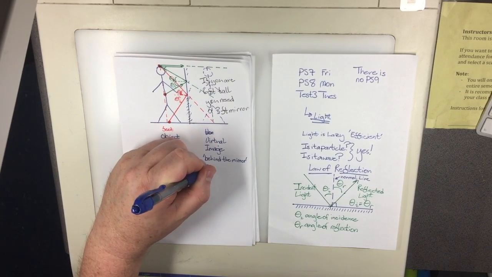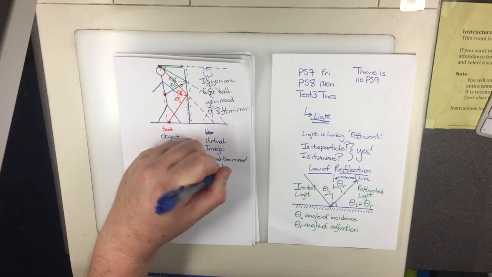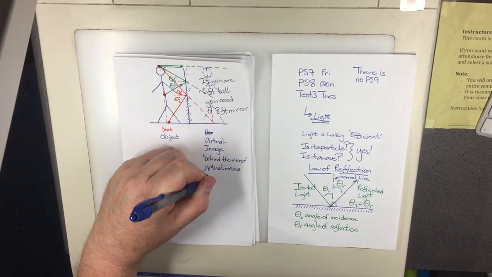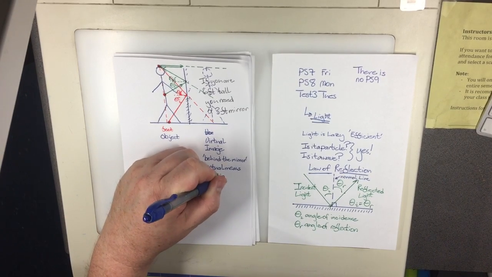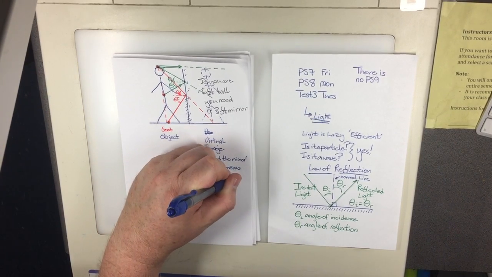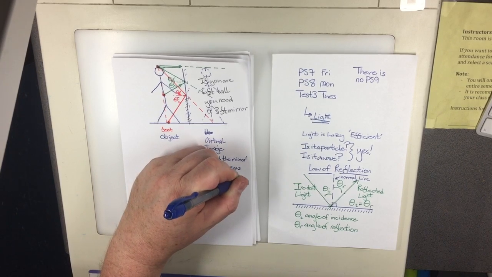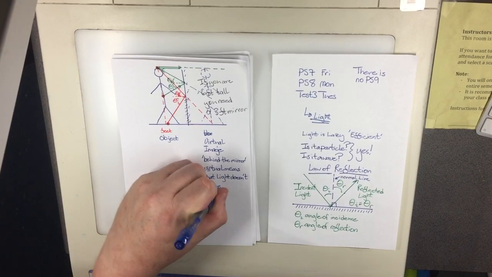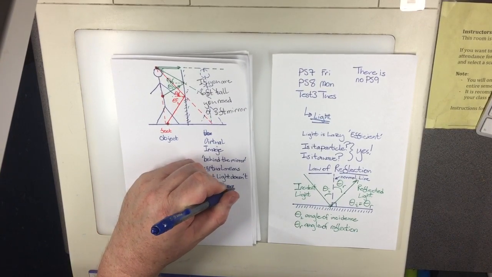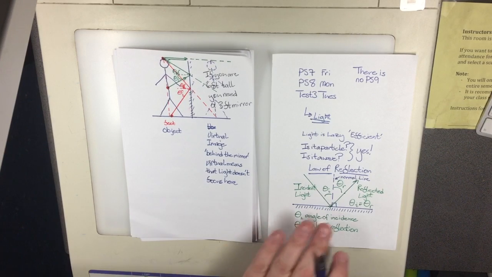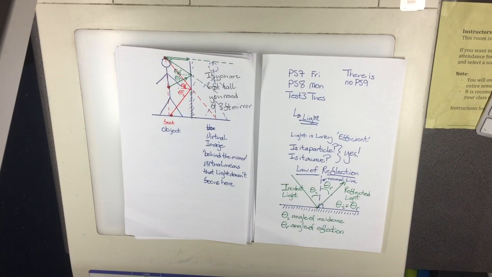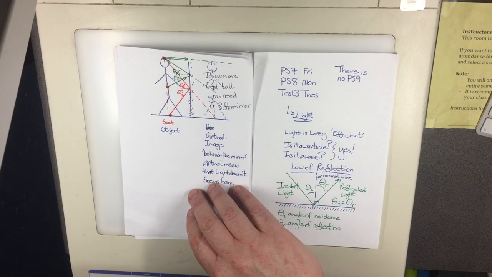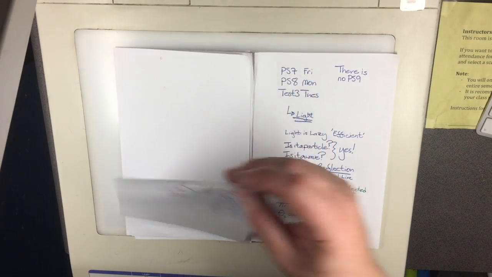We can also say virtual means that light doesn't focus or pass through. It's simply a mathematical construct, but it allows us to sit there and visualize what's going on in terms of the object.